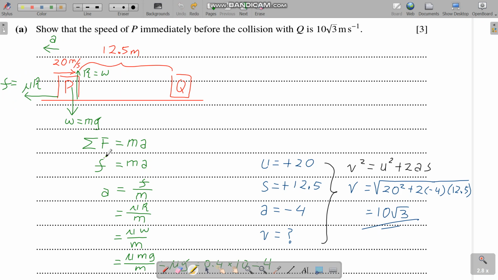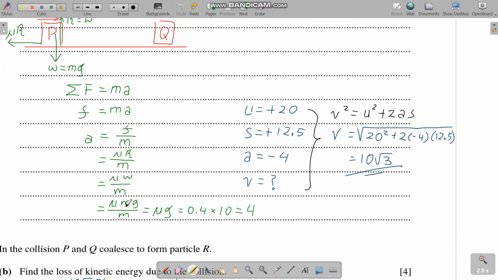So sigma F equals ma. We are finding a, which is F divided by m. F is the friction, mu R. We know R is W, and W is mg. So we can cancel out the m, and we plug in the numbers. This is mu, this is g. So this is the acceleration.